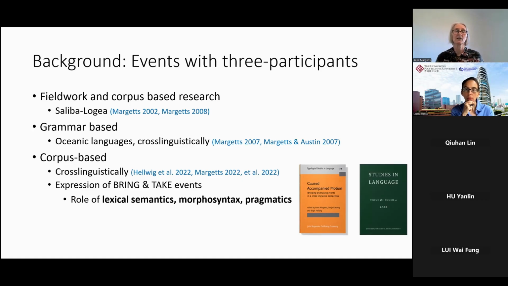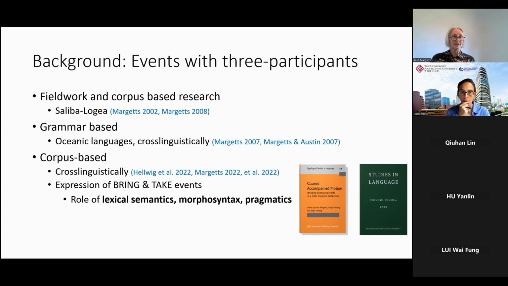And the initial chapter by Helwig et al. gives a typology of what we found in terms of constructions and types of expressions of bringing and taking events in the spoken language data. And we found that there was an interesting interaction between lexical semantics, so the verb meaning, morphosyntax, the construction in which the verbs occur, the types of clauses, but also pragmatics, in the sense that some languages explicitly encode certain information in the verb, while other languages might just infer it or imply it through context.